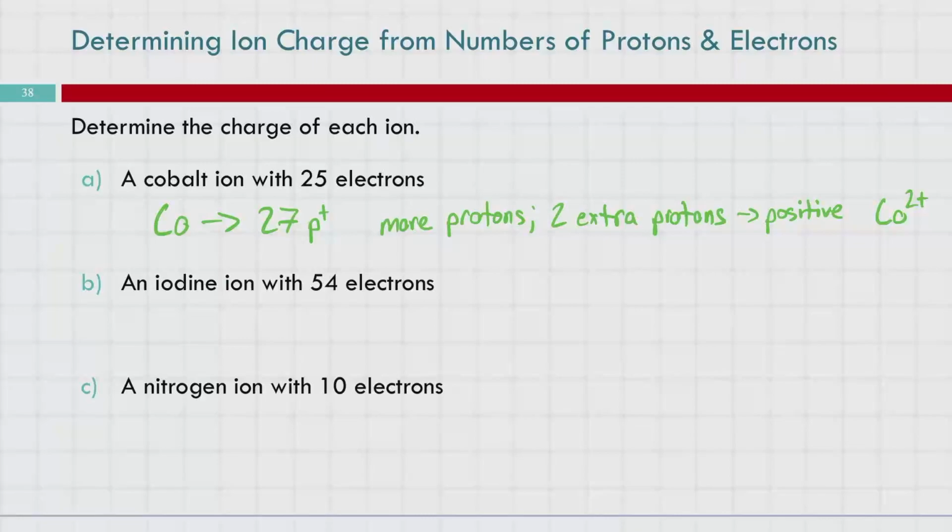So this is what my brain is thinking. More protons, we've got 2 extra, they're positive, so it's a 2+. Alternatively, we can do protons minus electrons. This is the formula that we had in the slides. So we do 27 minus 25. We get a positive 2, so that means 2+.